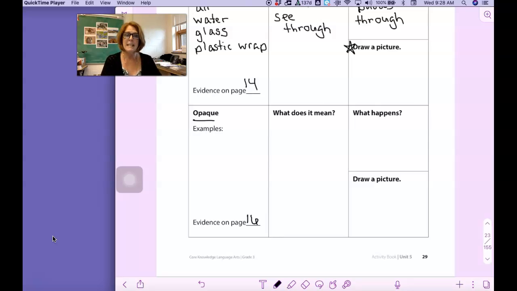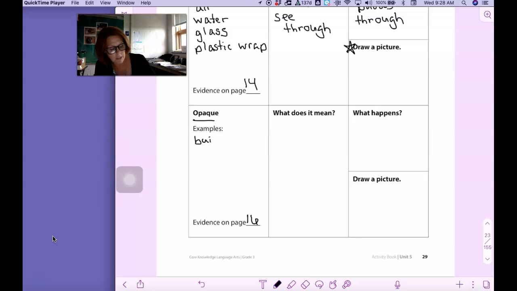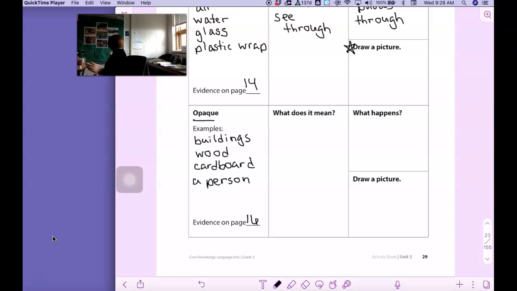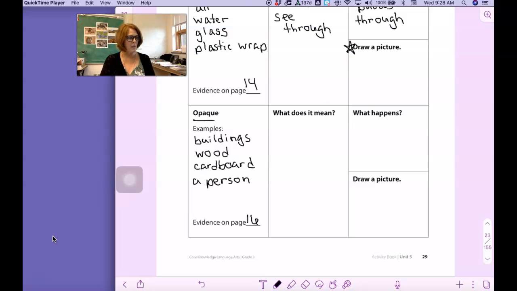So what were some examples that they gave there for things that are opaque? Well, one, buildings, right? Buildings are opaque. We can't see through buildings. Wood, cardboard, remember that from our little experiment as well. And a person is opaque, right? A person is opaque. Can you think of anything else that is opaque? Go ahead and write down something else. Look around in your room. See what else is opaque.